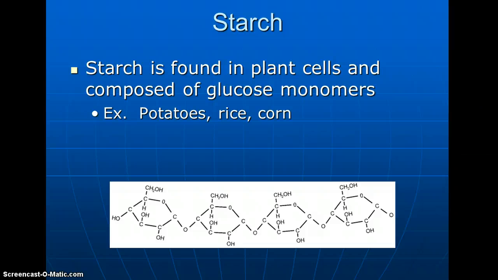The first one is starch. Starch is the simplest of the polysaccharides, or complex carbohydrates. And starch is found in plant cells. These are long chains of glucose monomers. As you can see, glucose, glucose, glucose, glucose, and they're all put together by dehydration reactions. These are what you commonly find in potatoes, rice, corn. They have large starch complexes.